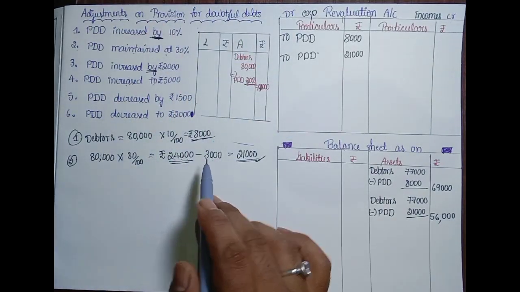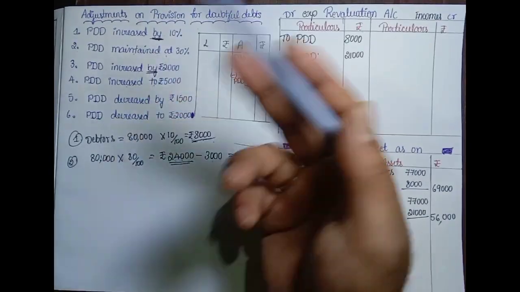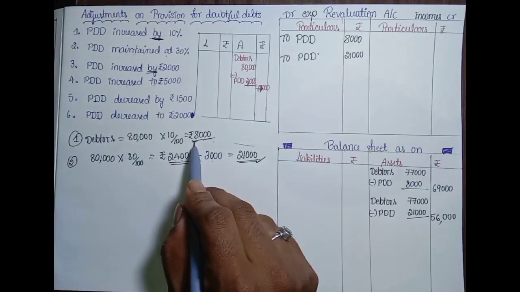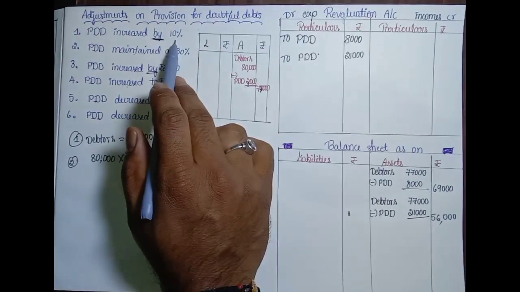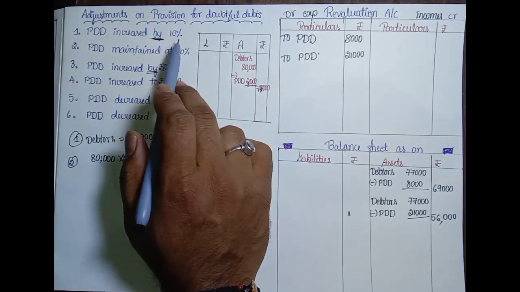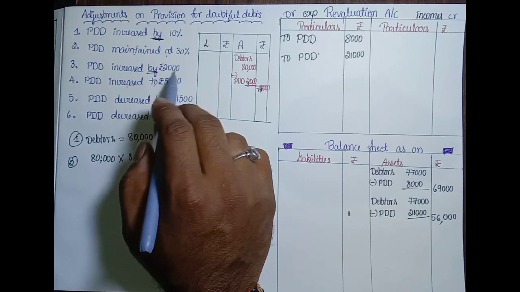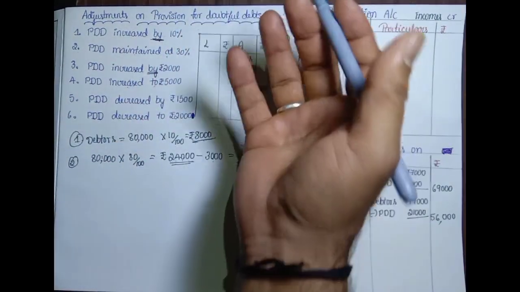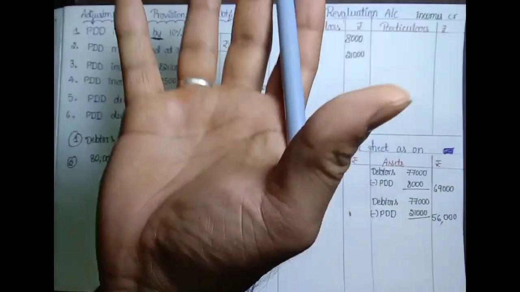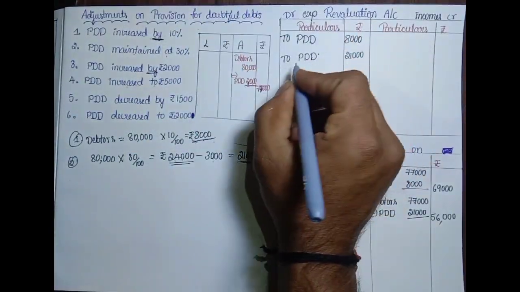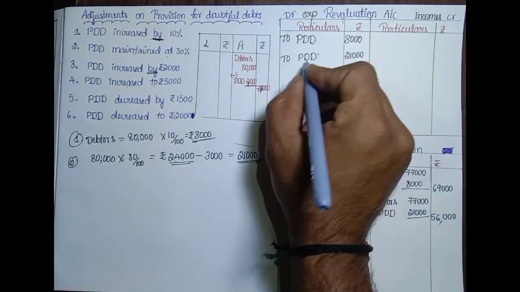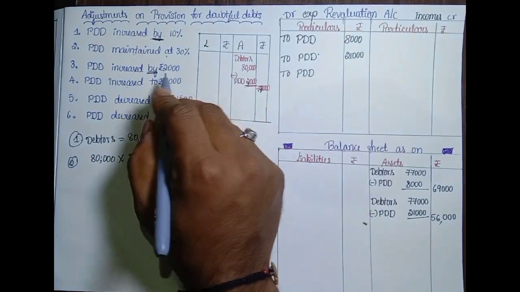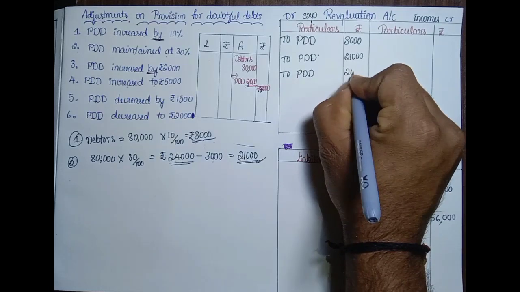So like this, if they are saying "by", they are directly saying how much it is increasing or how much it is decreasing, so we can take the direct amount here. In the first adjustment they said a percentage, but here they are saying the amount directly, that is 2,000 rupees, it is increasing, which means the provision is increasing, which means liability is increasing. So we should take it in the revaluation account under the debit side, that is provision for doubtful debts, 2,000.